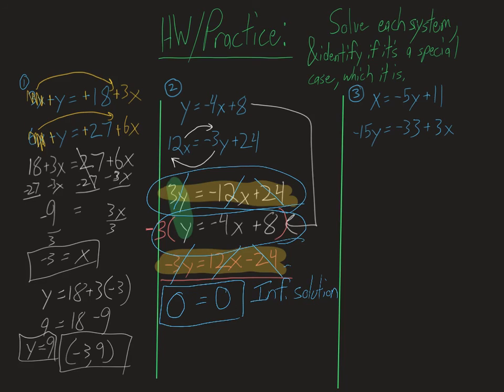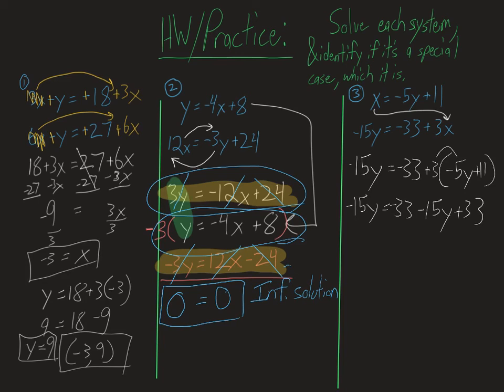The last one. I'm just going to jump right to it. I've got it already solved for x, so I'm just going to use substitution. It's kind of set up for that. And as soon as I do that, I get this. And you see that I've got a negative 33 and a positive 33. So when I combine those like terms, they're just going to cancel. Now all I'm left with is negative 15y equals negative 15y.